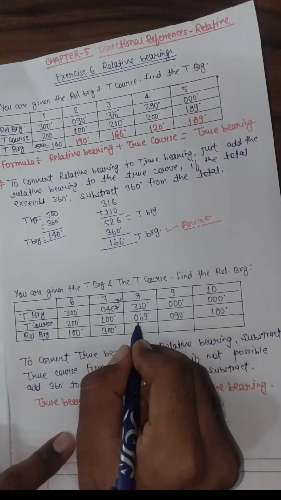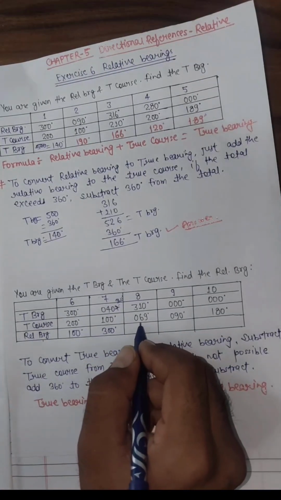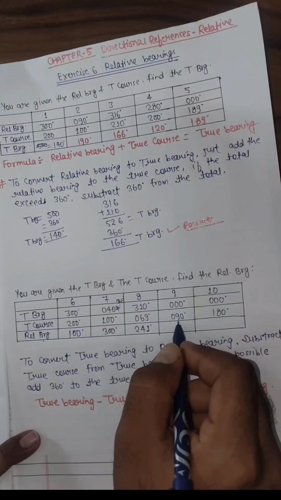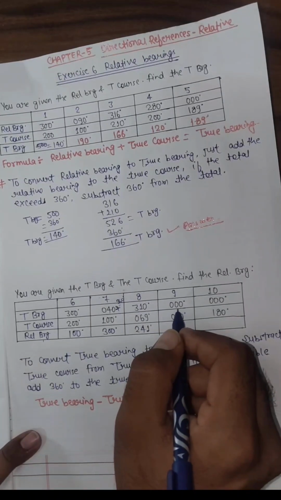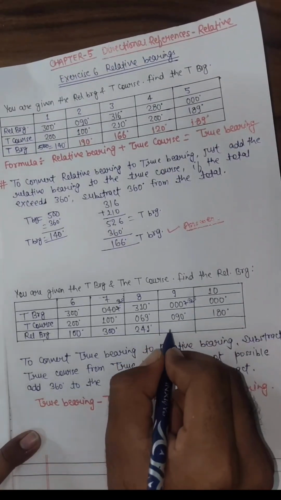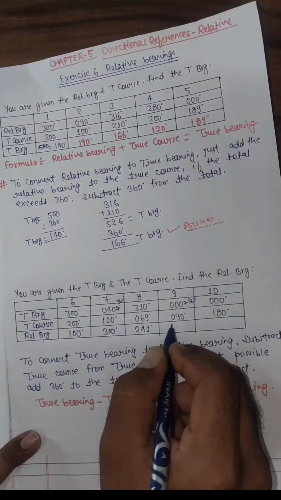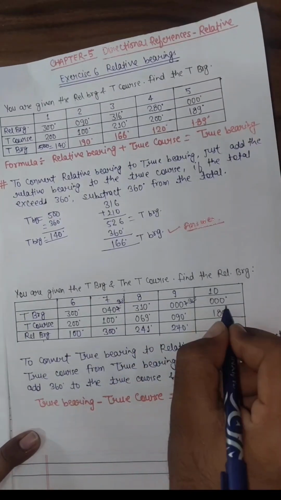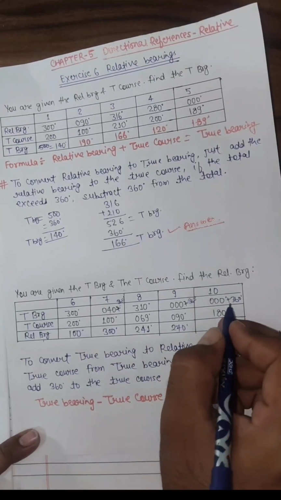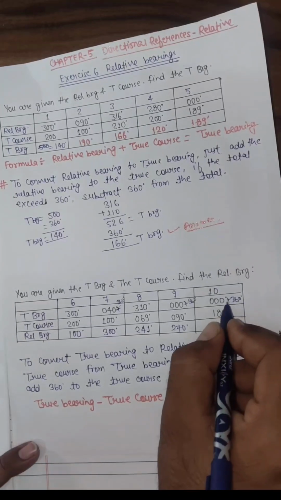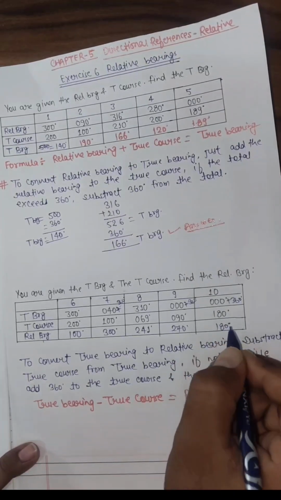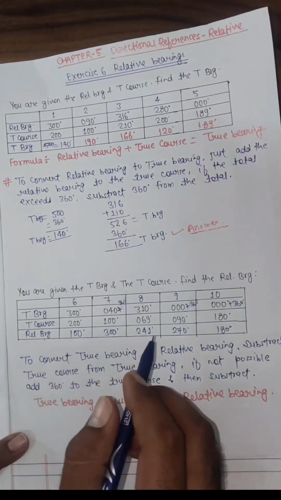Here when you subtract, 310 degrees minus 69 degrees would be 241 degrees. Here you cannot subtract because the value of true bearing is less than the true course, so you have to add 360 degrees and then subtract. So 360 degrees minus 90 degrees would be the answer, 270 degrees. Here again you have to add 360 degrees because the true bearing is less than the true course, and then 180 degrees would be your answer. Okay, so nothing to worry about in this type of question.